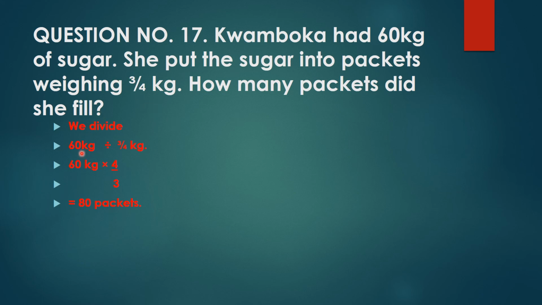So we are dividing 60 kilograms divided by 3/4. And not 3/4 divided by 60. Take your total mass, you divide it by 3/4. So 60 divided by 3/4 is the same as 60 times the reciprocal of 3/4, which is 4/3. And if you simplify by 3 is 1, by 3 is 20. 20 times 4 is 80 packets. 80 packets.